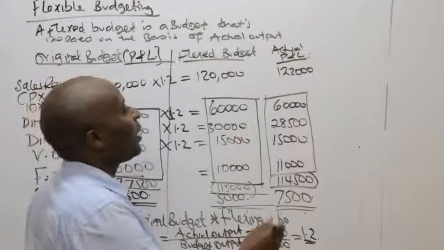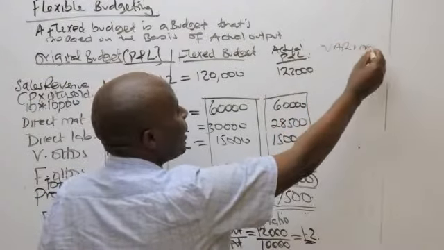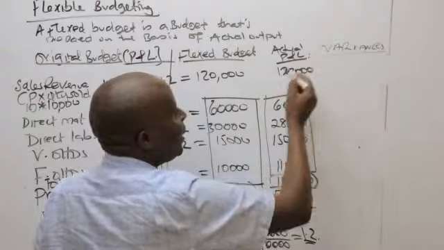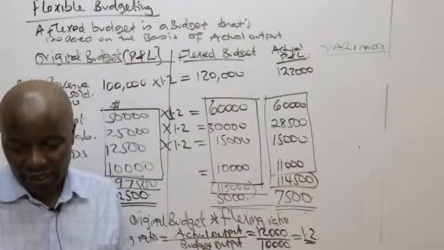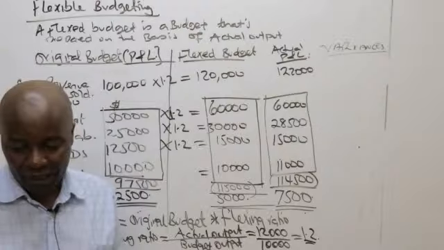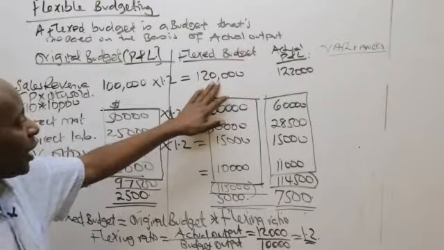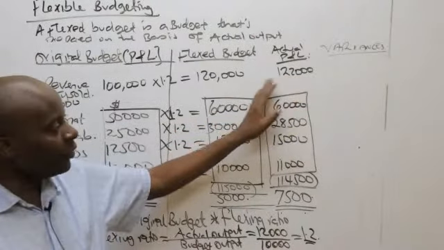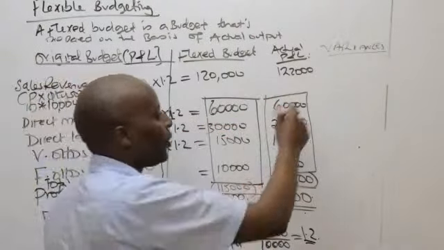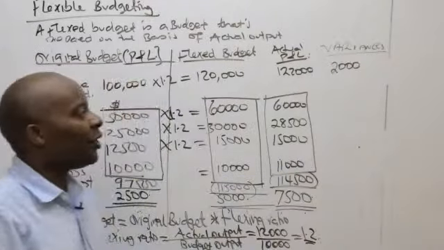So come and create a column here of what? Variances. So basically variances are what here? These are differences. Differences we are subtracting normally. So you take 120,000 minus 122,000. So what is the difference here? The difference that I have here is 2,000. But now you need to tell me, 2,000, is it adverse or favorable?